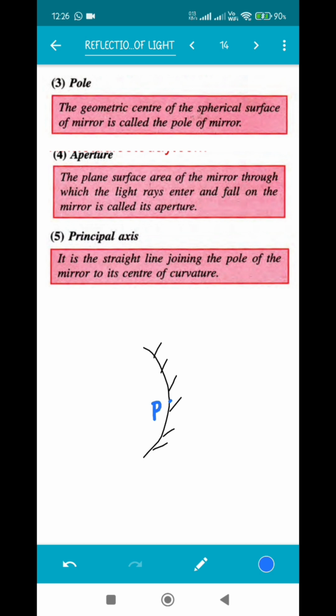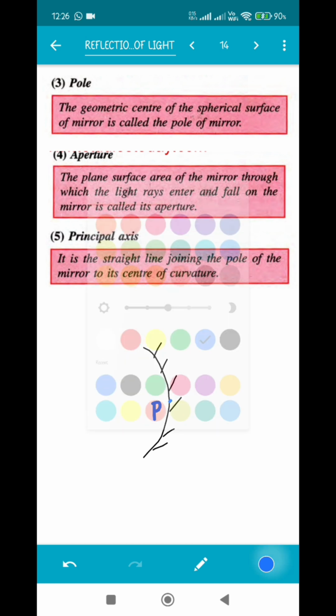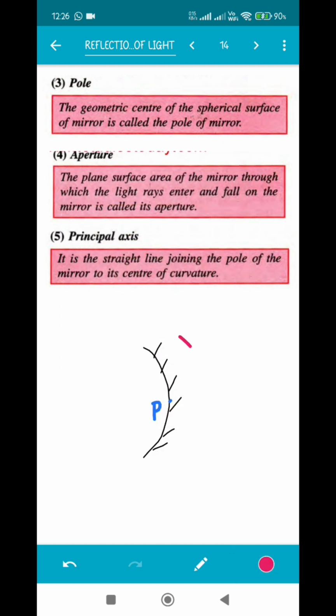Now what is aperture? The plane surface area of the mirror through which the light rays enter and fall on the mirror is called the aperture. That means this entire curved part is known as the aperture of the mirror. So mirrors can be of large aperture, that means the reflecting surface will be very large, basically a very large mirror. And sometimes the mirrors can also have a very small aperture. Aperture is basically the area over which reflection can occur in a mirror.